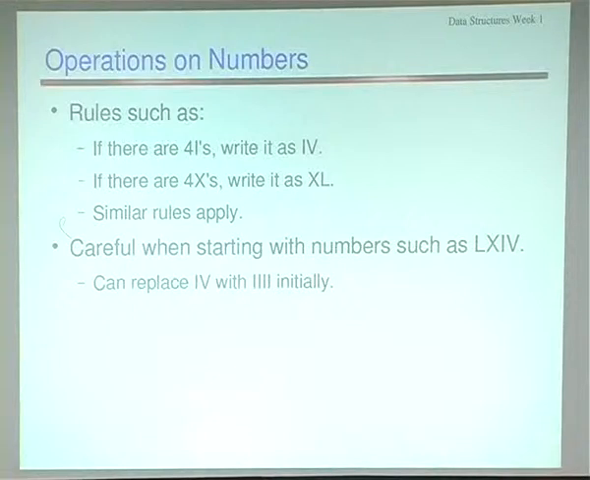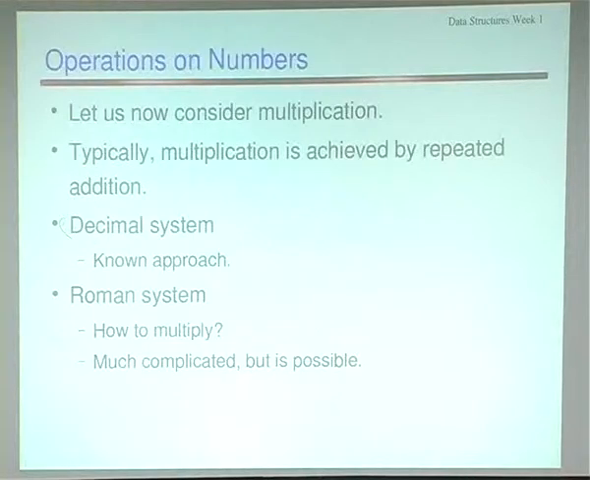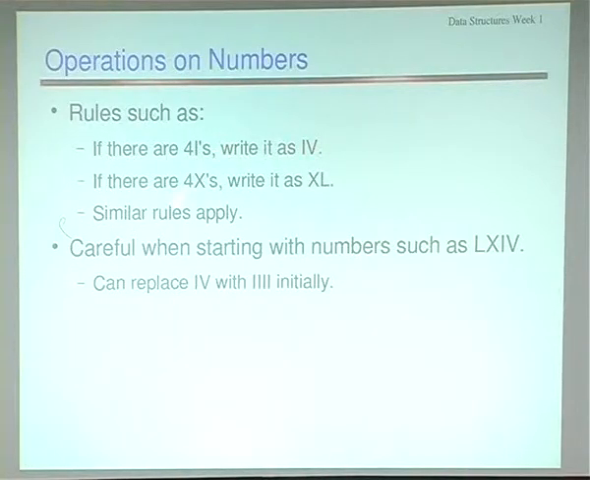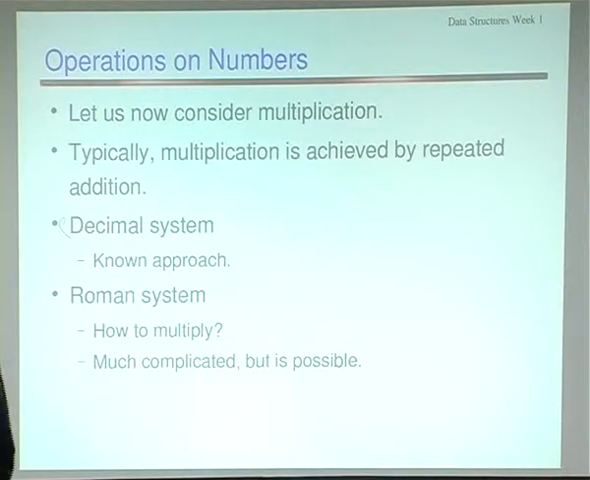Now, these are the rules that I was mentioning earlier. You write 4 ones as IV, 4 X's as XL, so on and so forth, right? Of course, what if your original number itself has one of these complicated things, like 64? You write it as LXIV. Now, when you want to do the addition, you may as well replace this IV with 4 ones initially. Later on, during simplification, they may be absorbed without much trouble, right? So that is how you can add in the Roman system.